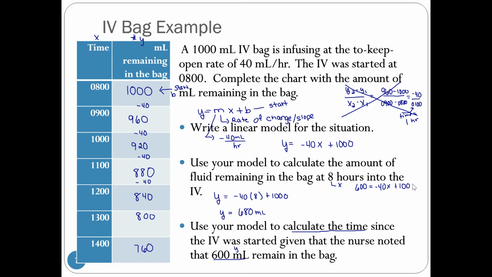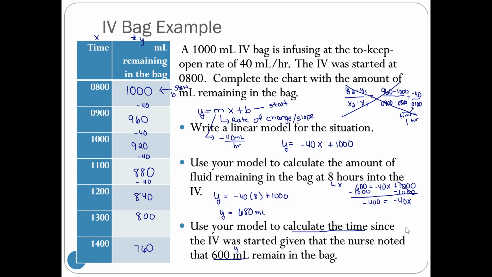I have a little bit of algebra to do to solve this. So my first step of algebra is to undo the addition, and I undo that by subtracting. So I will subtract 1000 from both sides of my equation. And so these cancel on the right-hand side, and I just have negative 40x. I have to do the math on the left-hand side, and I get negative 400.